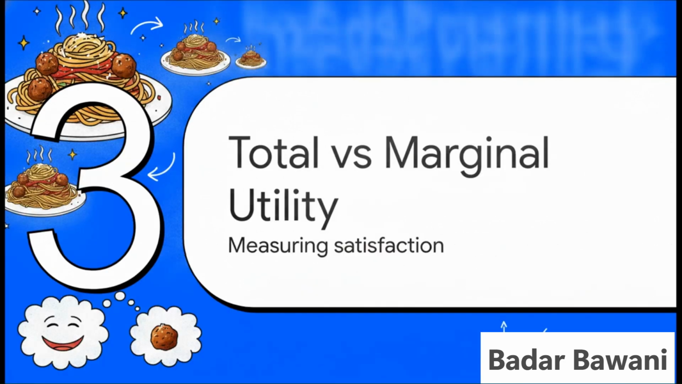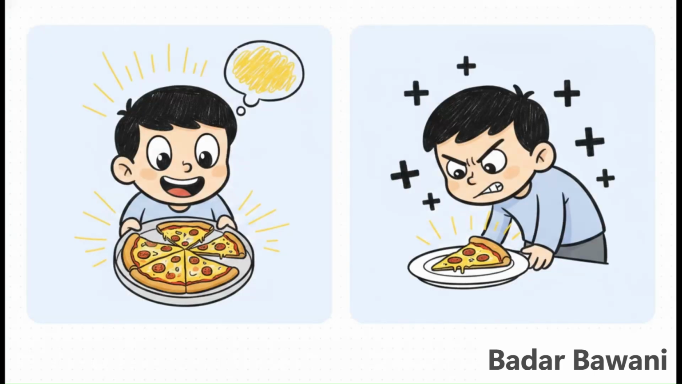Okay, part 3, total versus marginal utility, measuring satisfaction. So we've defined utility, but how do we actually measure it? To do this, I want you to imagine consuming one more of your absolute favorite food. This brings us to a really crucial distinction in economics: total utility versus marginal utility. Total utility, or TU, is the aggregate, the grand total of satisfaction you derive from all units of a commodity you've consumed. Marginal utility, or MU, on the other hand, is the additional satisfaction derived from consuming just one more unit. So the key here is focusing on that phrase, one more.